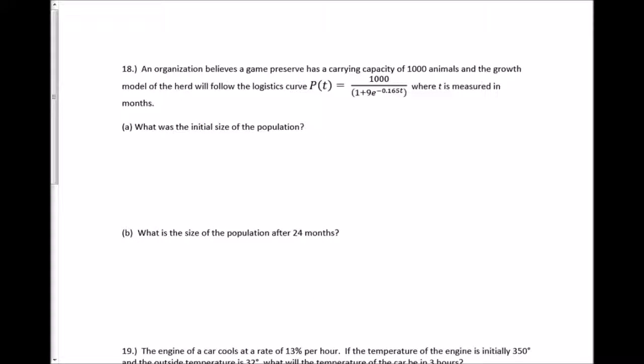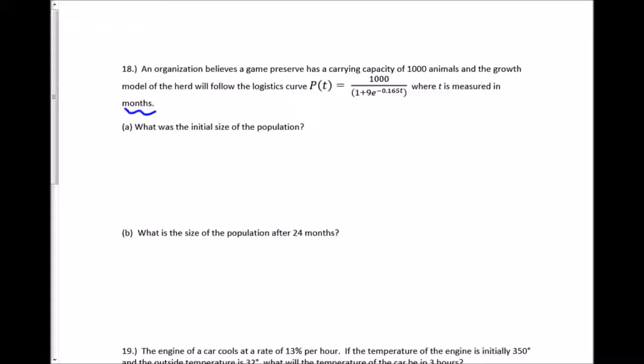If we look at the next one, it says an organization believes the game preserve has a carrying capacity of 1,000 animals, and the growth model of the herd will follow this logistic equation, where t is measured in months. Okay, so in months this time. And we want to know what was the initial size of the population.